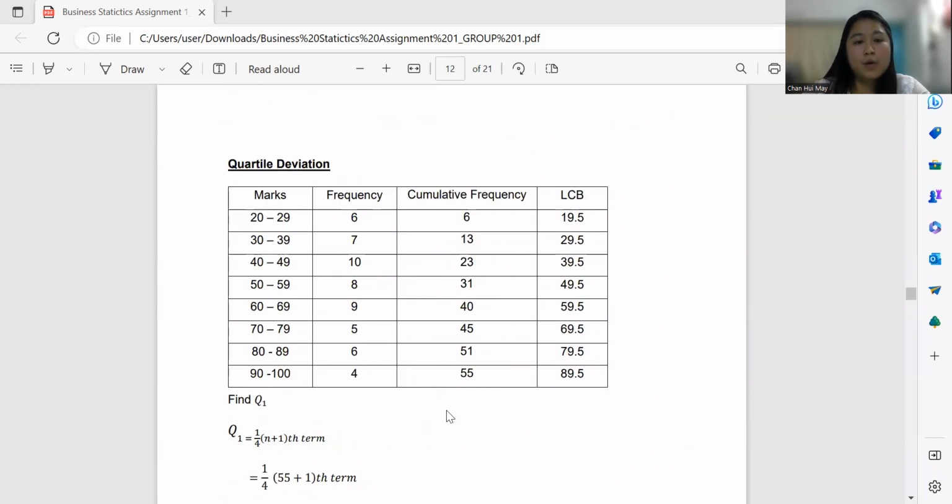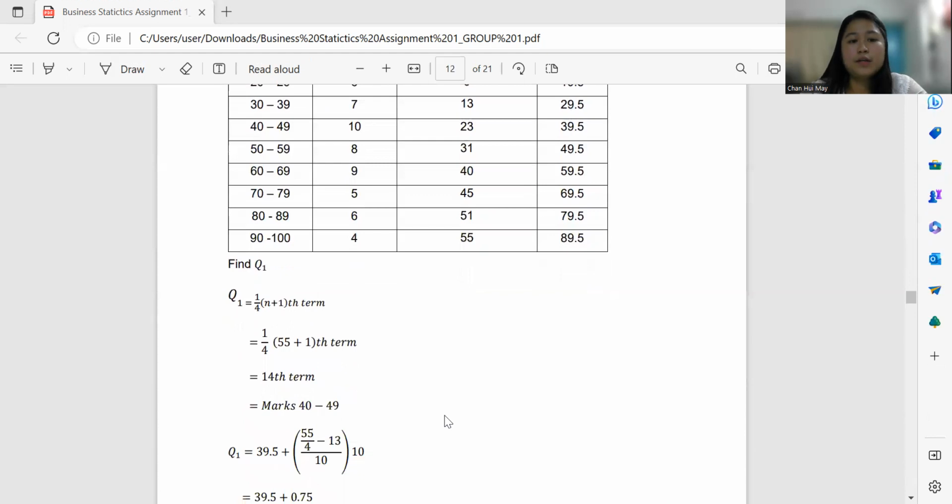Next, I would like to share about quartile deviation. Before we find the quartile deviation, I need to find the interquartile range, IQR. How to find IQR? IQR is Q3 minus Q1. So we need to find Q1 first. For finding Q1, the formula is 1/4 (n plus 1) term.